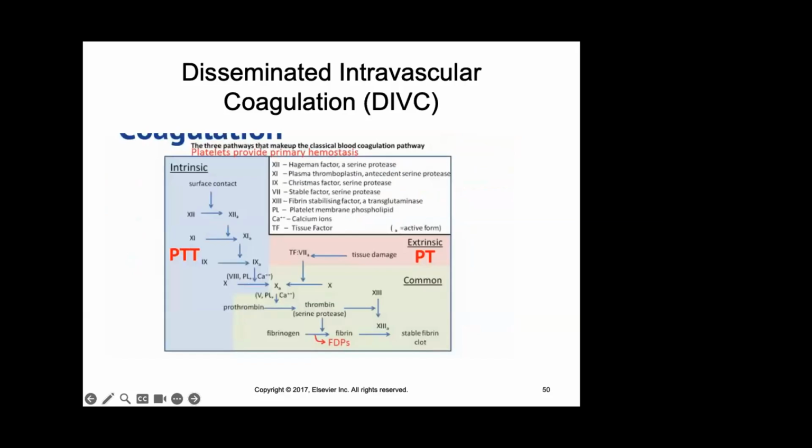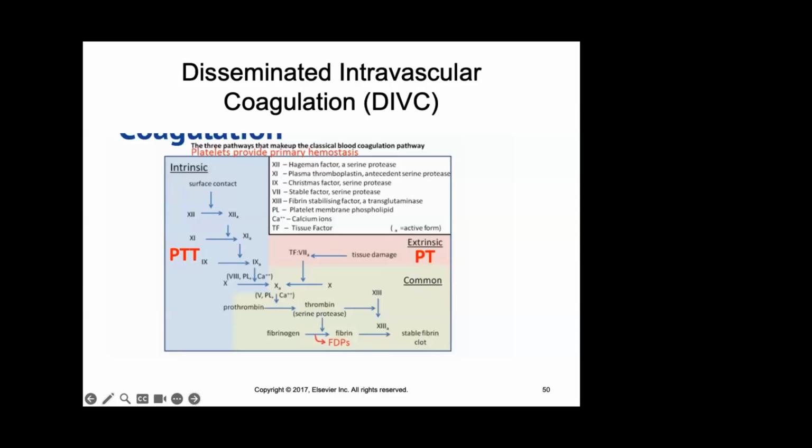Primary hemostasis is when there's damage to tissue or blood vessels, and platelets stick to this damage, creating a primary clot. The clot is strengthened by secondary hemostasis, and this involves the intrinsic, the extrinsic, and the common pathway. We won't go into the specifics of each pathway, but I'll highlight some important points. First, the intrinsic pathway is monitored by PTT. Your extrinsic pathway is monitored by your PT lab. The common pathway is very important, and both the intrinsic and extrinsic feed into the common pathway.